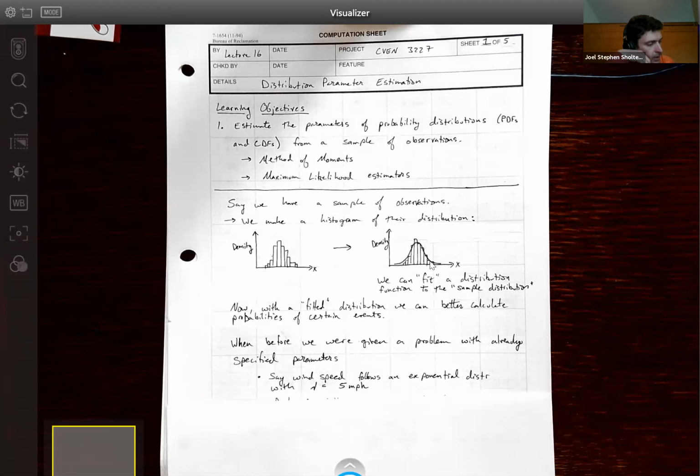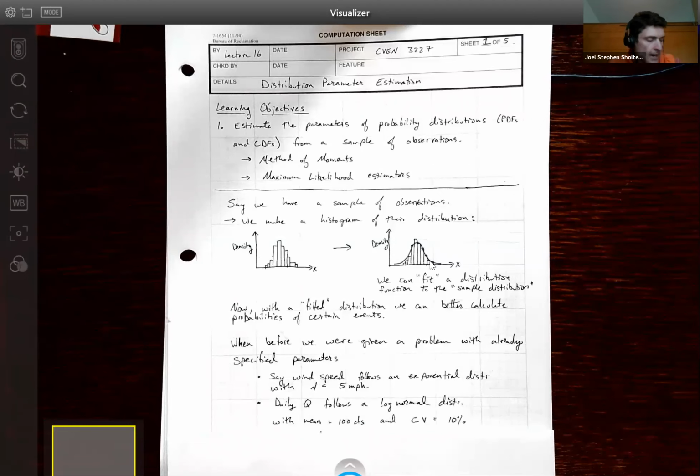Okay, so before we've had a lot of problems where it's saying, okay, wind speed, for example, has an exponential distribution with a mean speed lambda 5 miles per hour. So you're kind of given the distribution. You don't have data, you're just given the parameters of that distribution. Or we could say the daily average discharge follows a log normal distribution with a mean of 100 CFS and a coefficient of variation of 10%. Then let's say find the probability that daily discharge will be greater than 1,000 CFS or something like that. So that's the approach we've been typically taking up to this point.